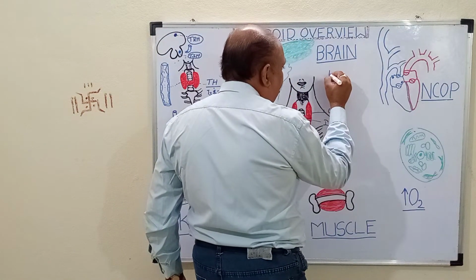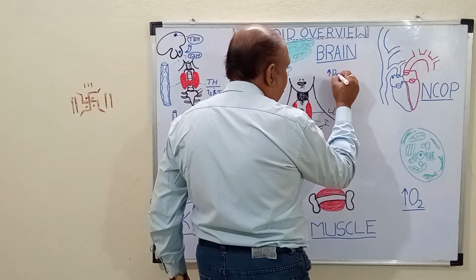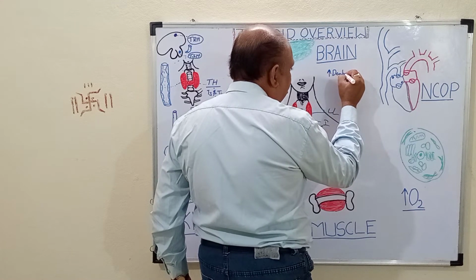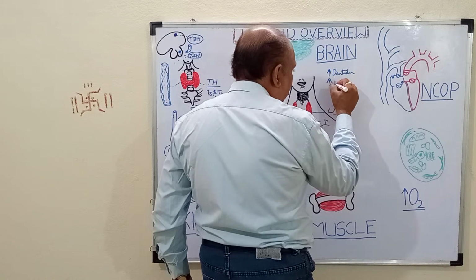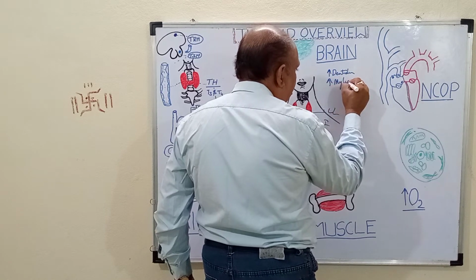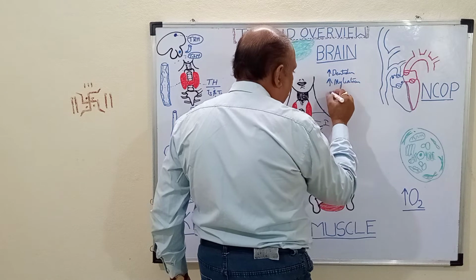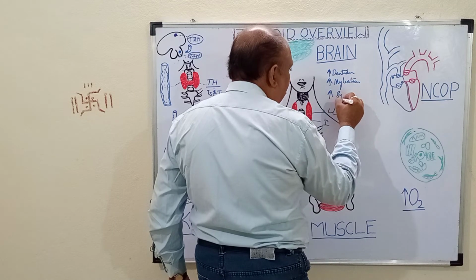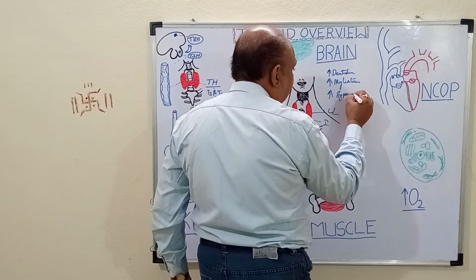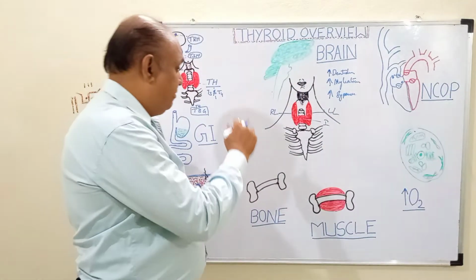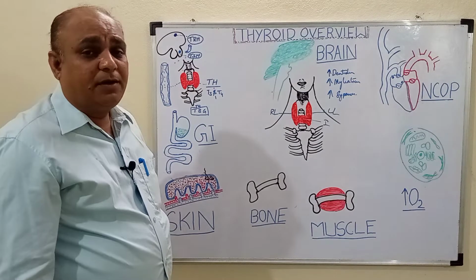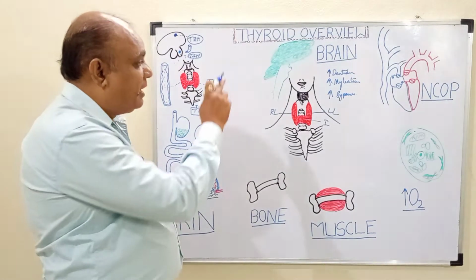Thyroid hormone in the brain increases dendrites, myelination, and synapses. In this way, the thyroid hormone promotes the development of the central nervous system and brain.